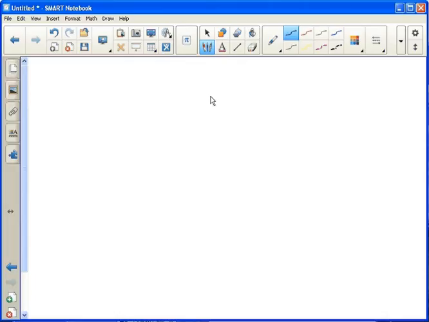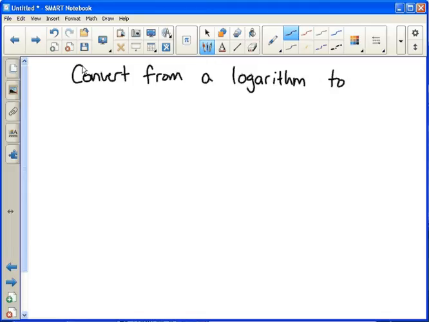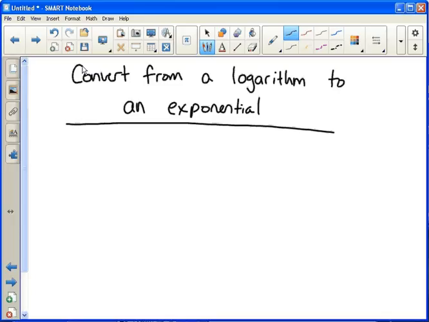The first thing I want to talk about is how we convert an equation from a logarithm to an exponential. Because they are related to each other. That's why we're studying them together. They're actually inverses of each other, which we'll talk more about soon. But I want to mainly explain how to convert from a logarithm to an exponential.